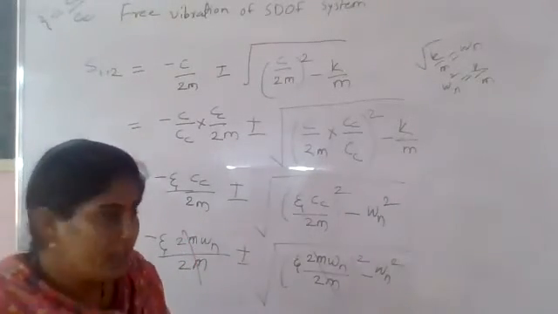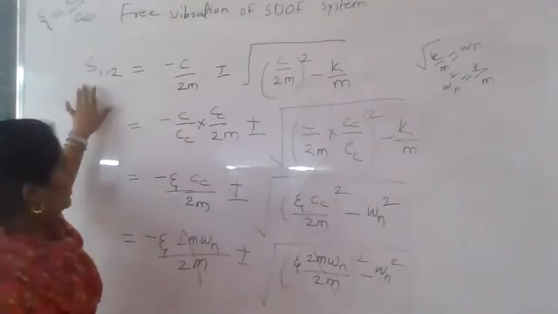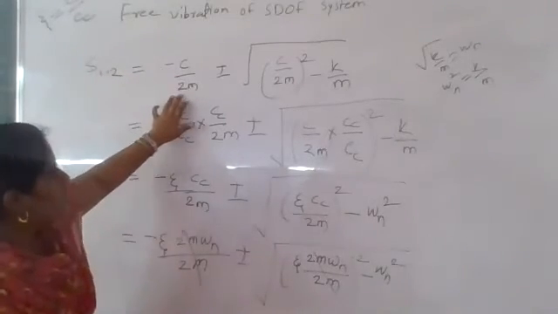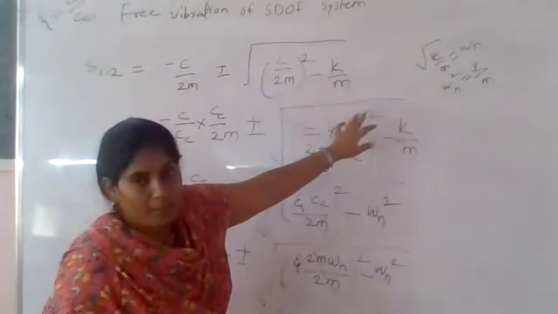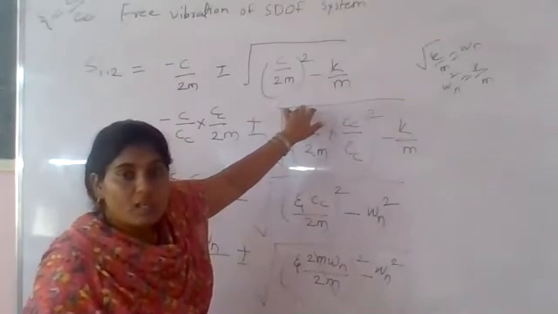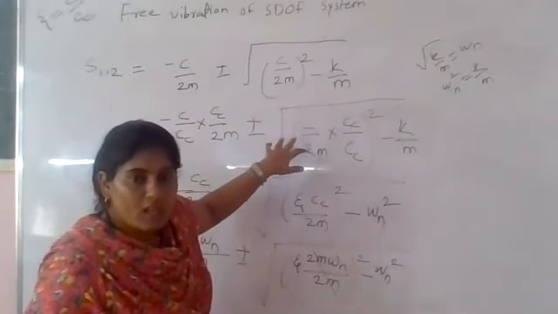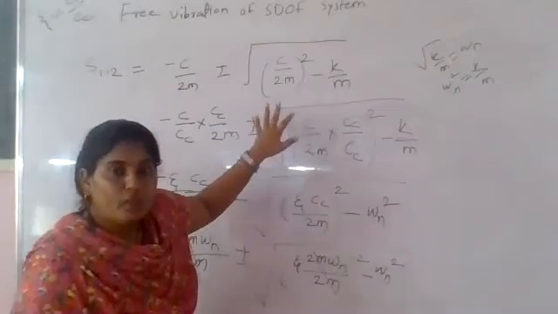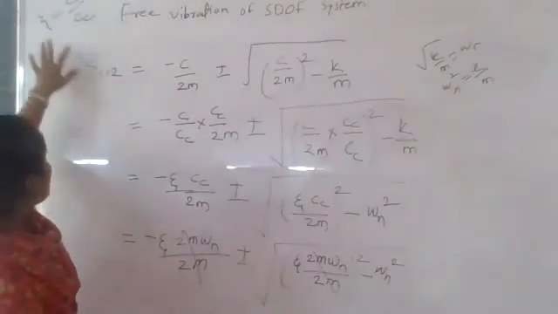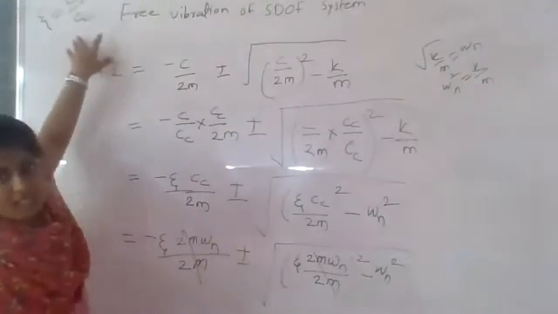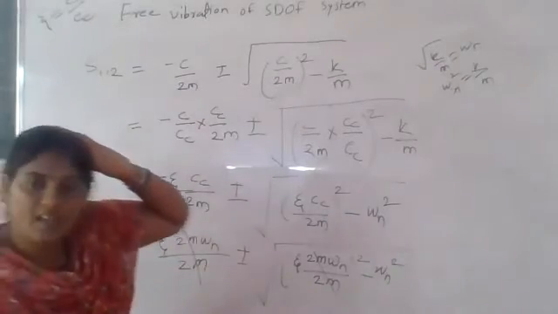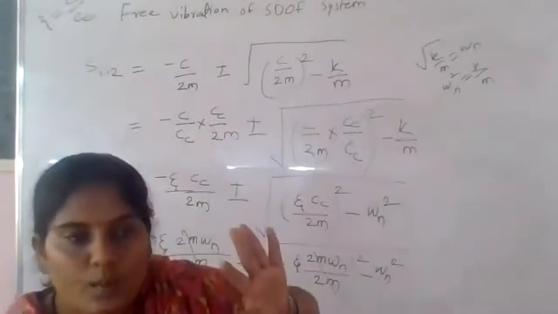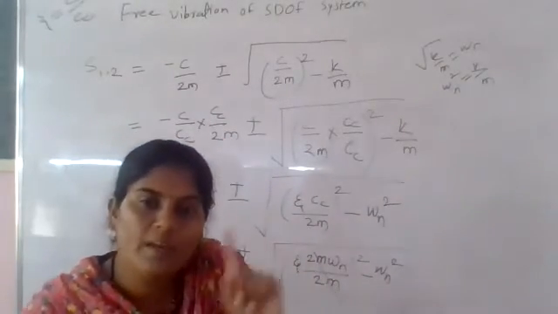How have we converted it here? You can see the S12 value is minus C by twice m plus or minus root of C by twice m bracket squared minus K by m. But we have to convert this S12 value in terms of zeta. How will we convert it? Already we know the formula: zeta is equal to C by Cc. C is already there, so we need Cc there. So what do we have to do? By multiplication of Cc and division by Cc, it will become 1.